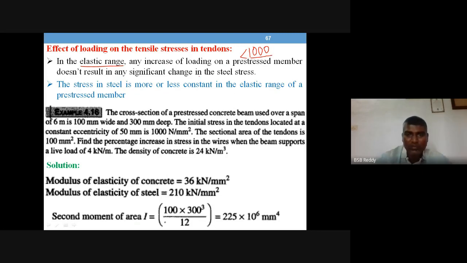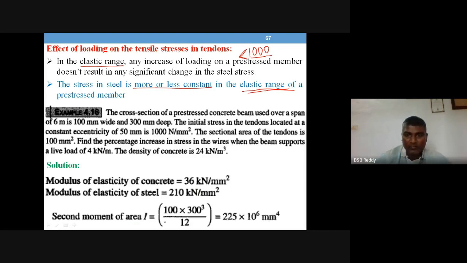So if the stress in the steel is less than this 1000, then the change in stress in the steel because of load, pre-stress and all will be very small and almost negligible. The stress in steel is more or less constant, and it won't change even though the member hogs or sags. More or less constant means very little change, almost negligible, if the stress in the steel is well within the elastic limit. We can explain that with this example.